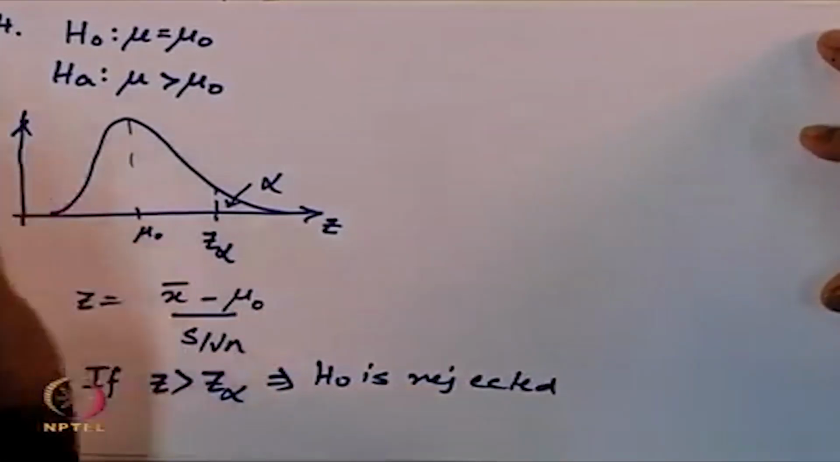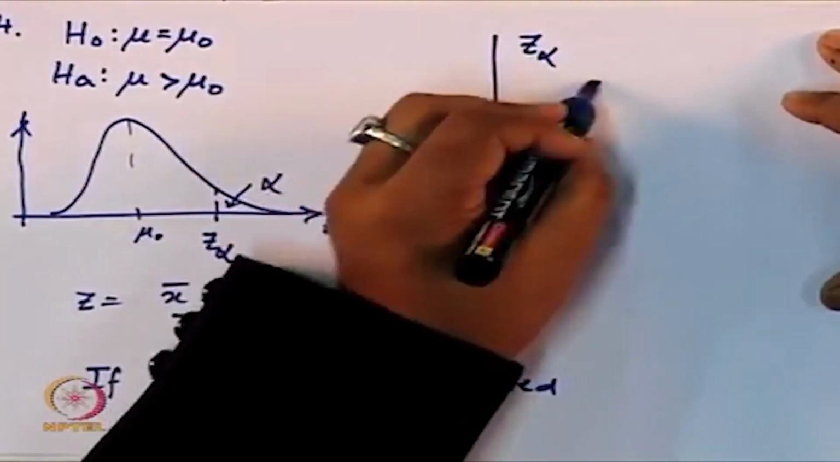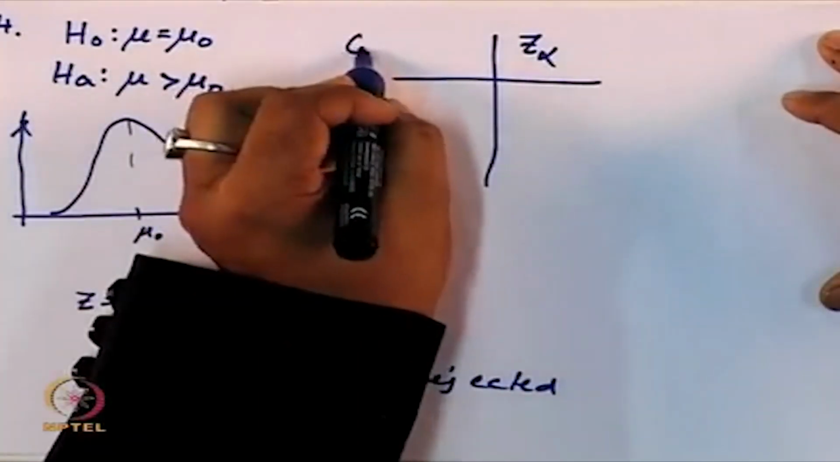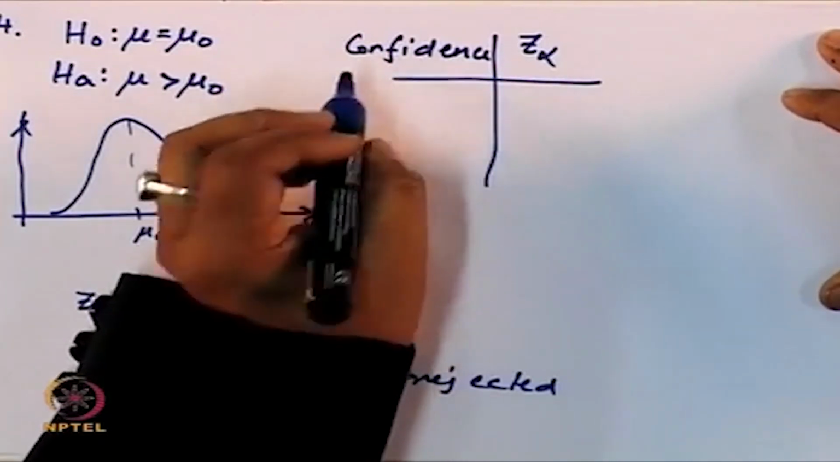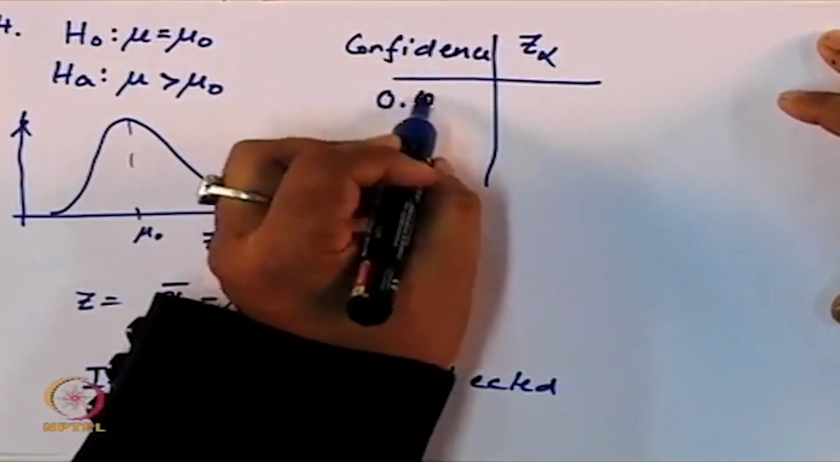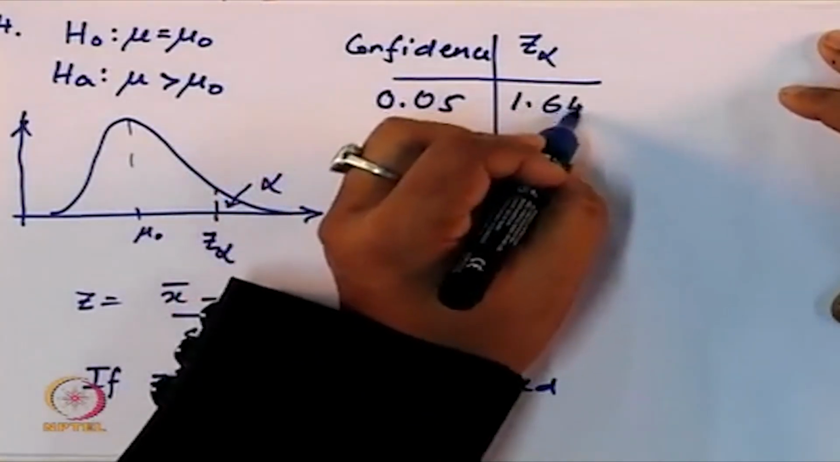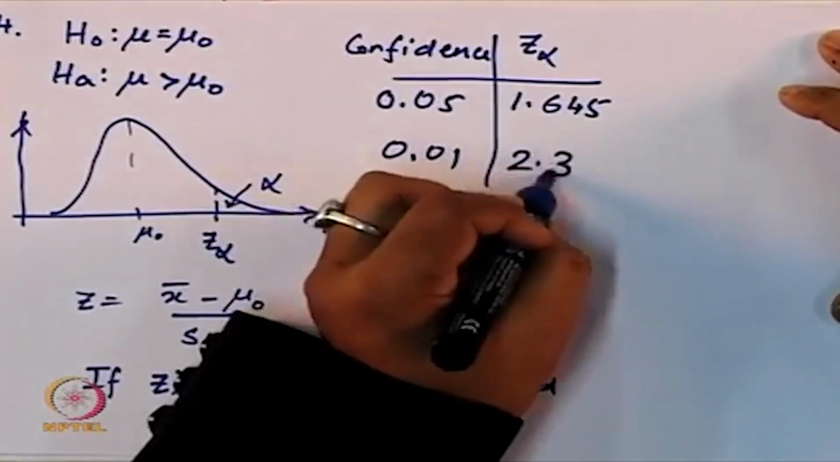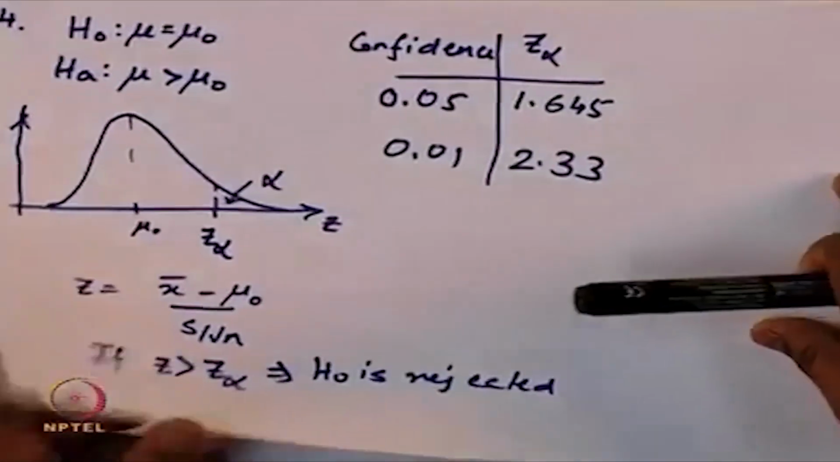Okay. So, the corresponding values of Z alpha for a one tail test: for the levels 0.05 and 0.01, these are 1.645 and 2.33. So, these are the one tail and the two tail tests.